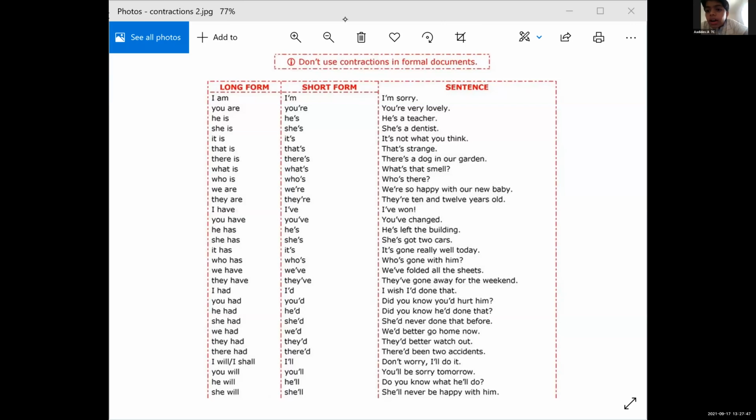There's a dog in our garden. Wait, it's not "dog" with a D sound, it's "dog". There is no "da" sound in dog. English. There's a dog. There's a dog in our garden. Once again. There's a dog in our garden.